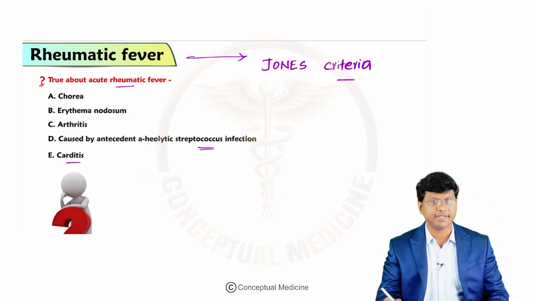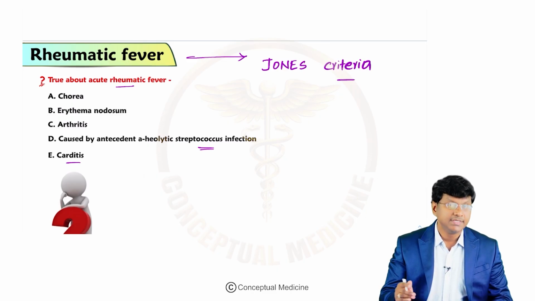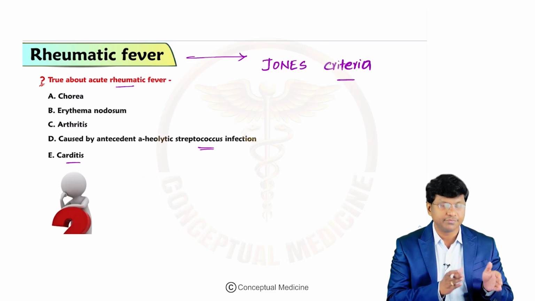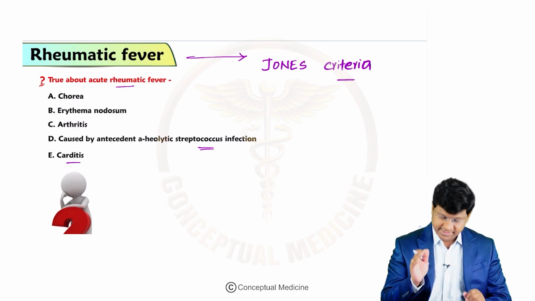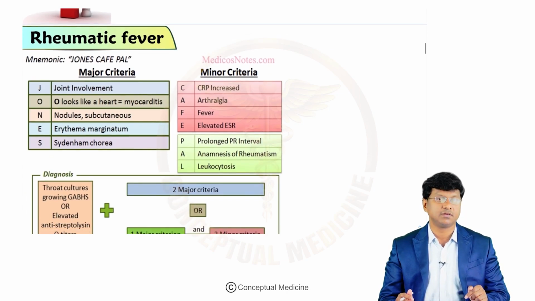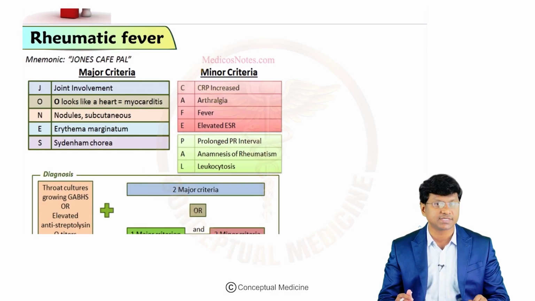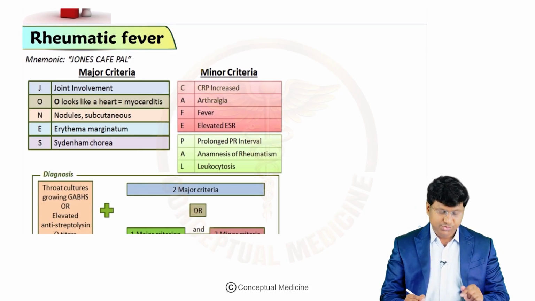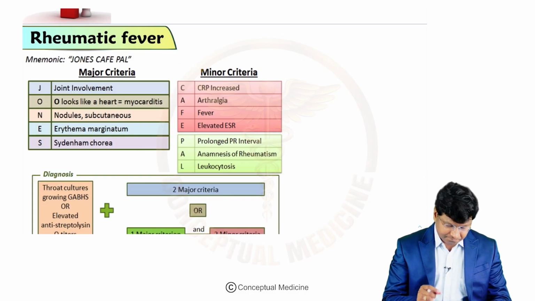Right, that particular criteria is called the Jones criteria. In this Jones criteria, we have the major criteria and the minor criteria. This is the older classification of the criteria according to Jones, that is major as well as minor criteria.